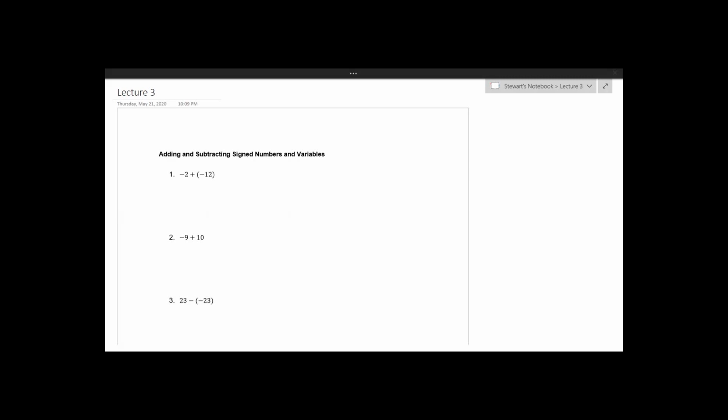I work with Professor Oakes, and I will continue right along with Lecture 3, where we will discuss adding and subtracting signed numbers and variables. In this case, it's just going to be adding and subtracting a bunch of signed numbers because the rules with variables work the same way. Okay, so a few helpful things to go over just before we start with the examples.